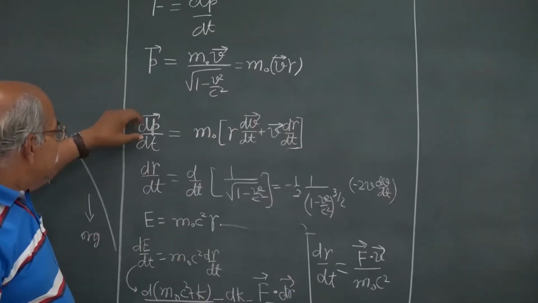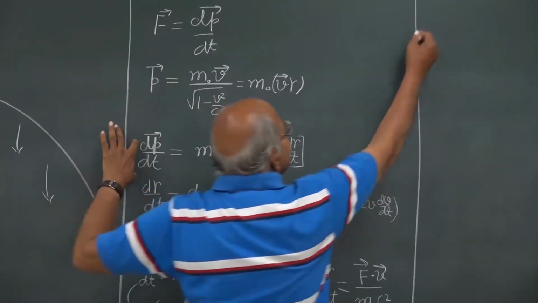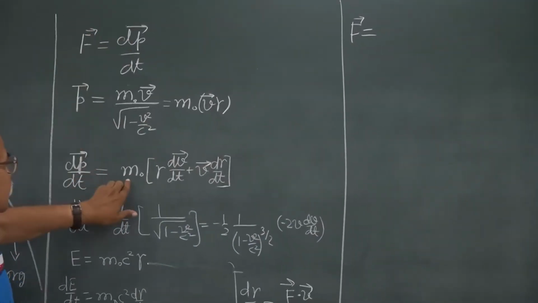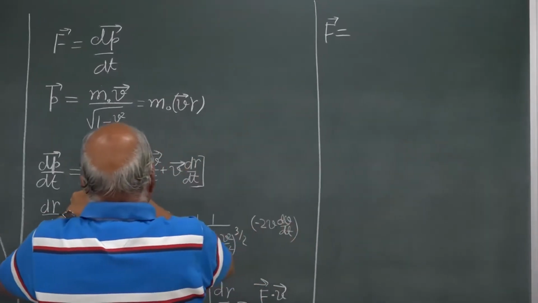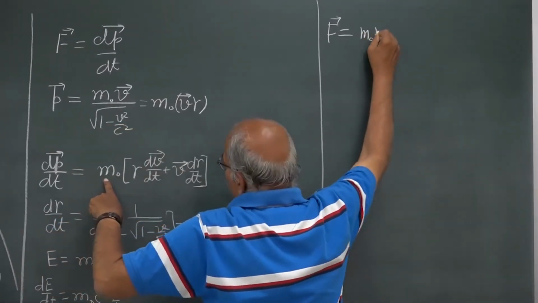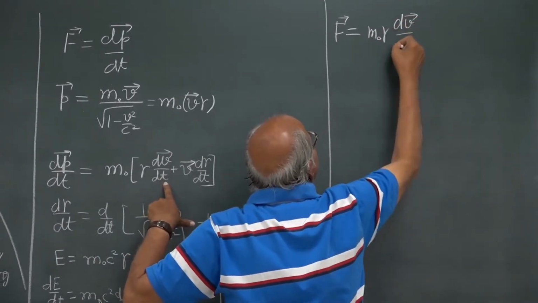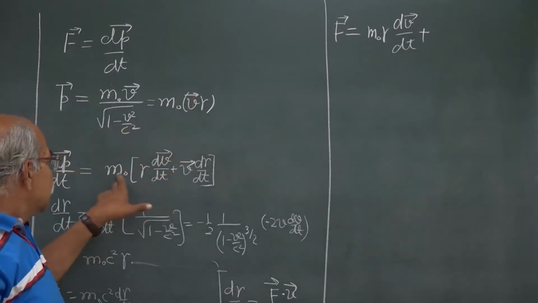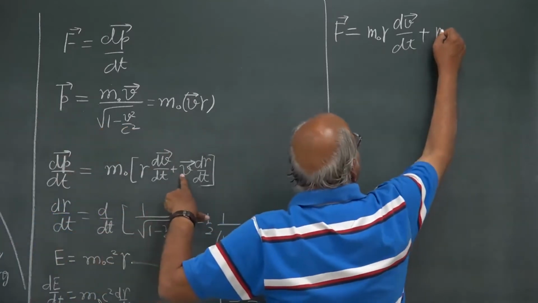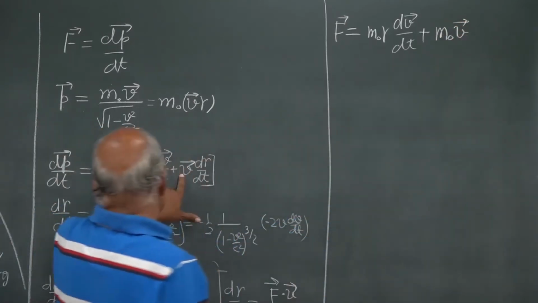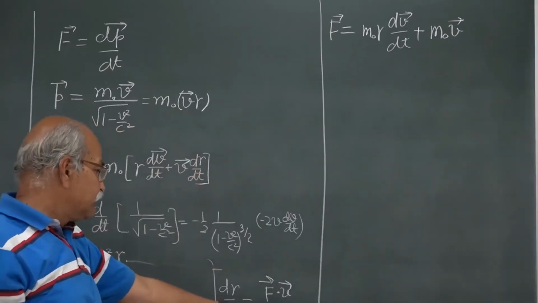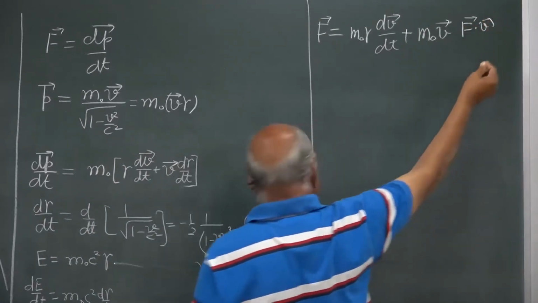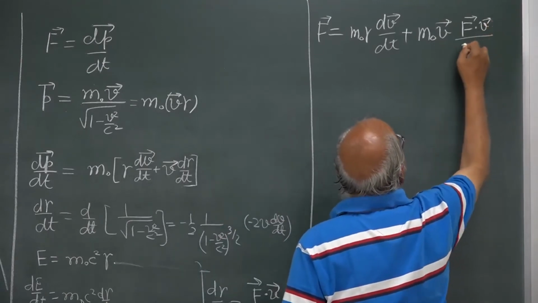What do you get? Force is equal to dp/dt, and dp/dt is, let me open it, m naught gamma dv/dt. I have written this term m naught gamma dv/dt, plus m naught v here, and then you have d gamma/dt, and d gamma/dt we have written here as F dot v divided by m naught c square.